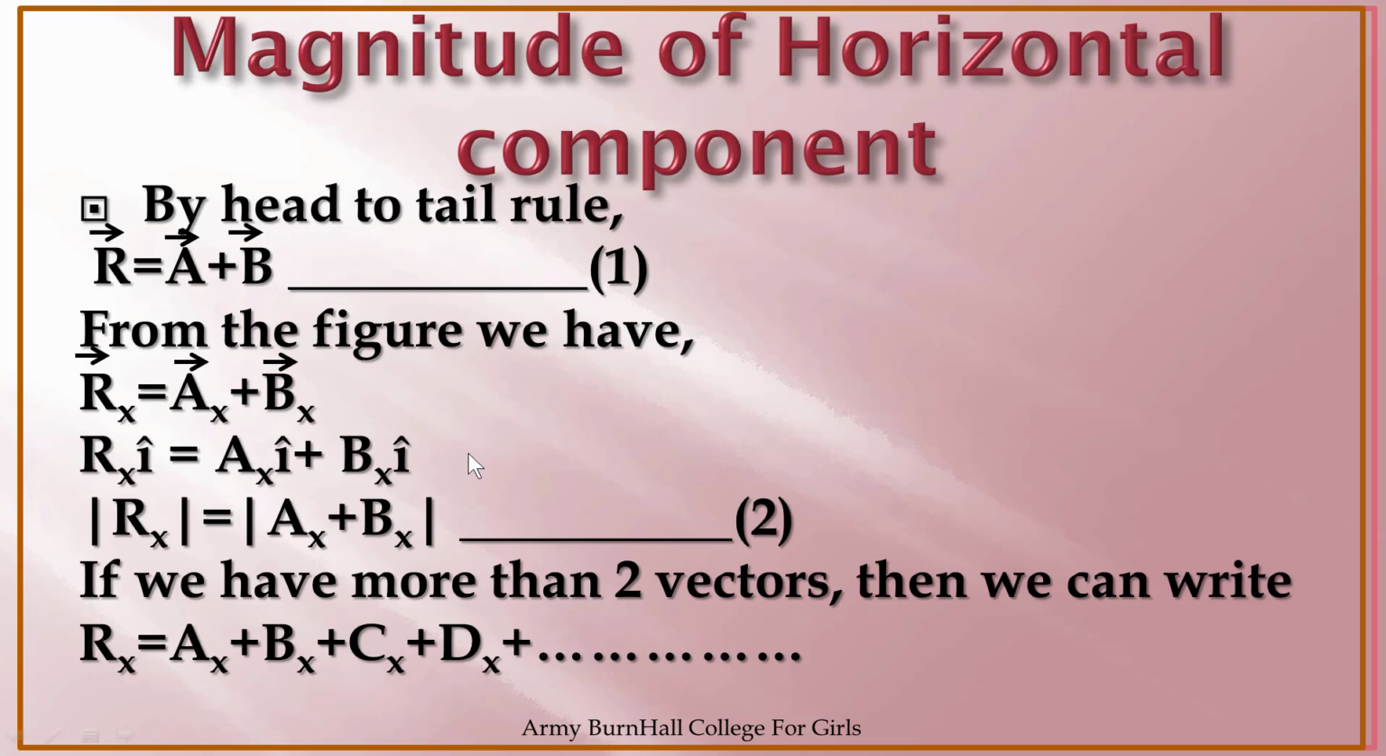If we know the angle and the given vector, we can find the horizontal component by using the formula: Ax is equal to A cos theta, Bx is equal to B cos theta, Cx is equal to C cos theta, and so on. We can find the horizontal components. After that, we will add all those horizontal components to get the horizontal component of the resultant.